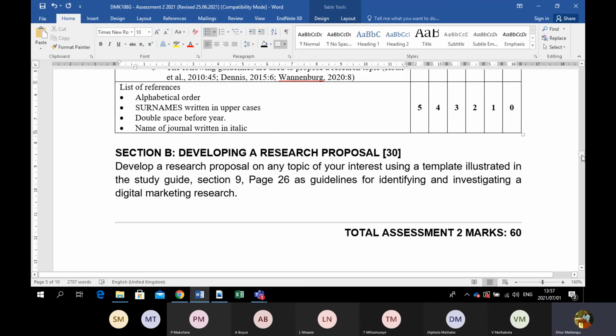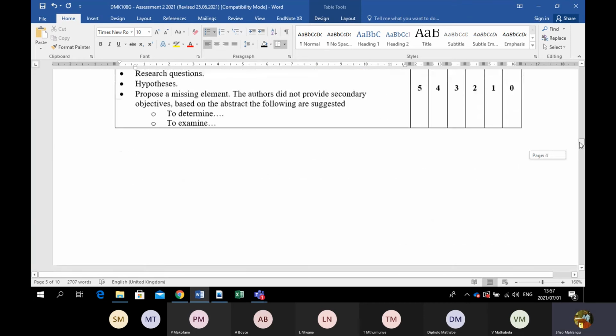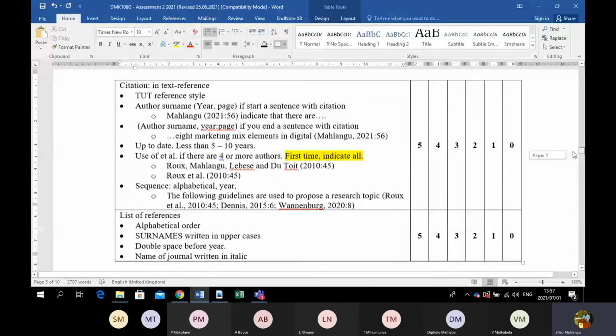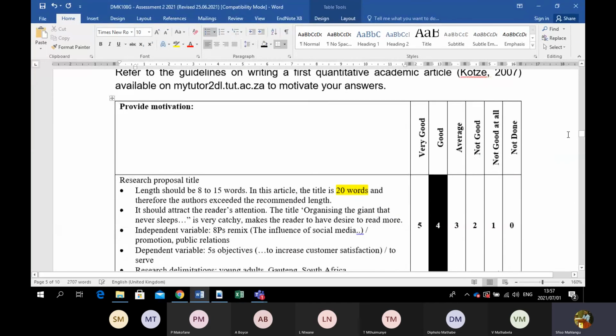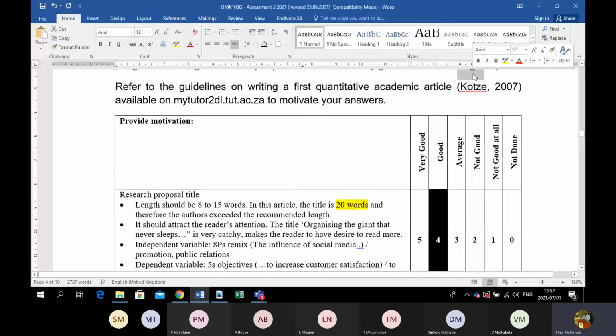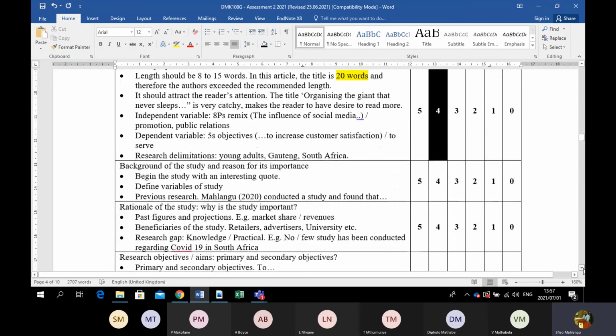Once again, once you have mastered those two documents, the first document being the one written by Coetzee on the guidelines, like what do you include under title and so on, and you have mastered the TUT one about citation, that's the only time you should start doing the reviewing and write your motivations.